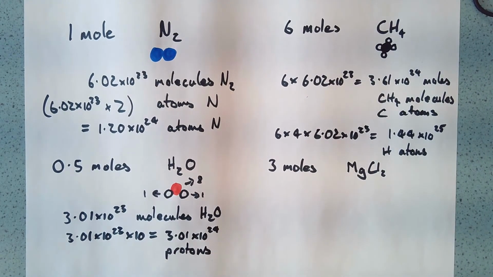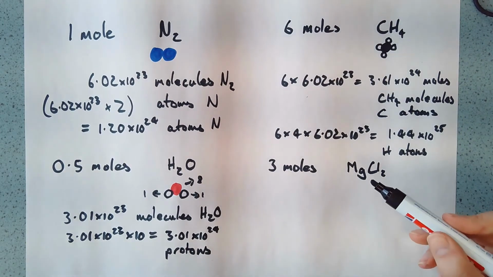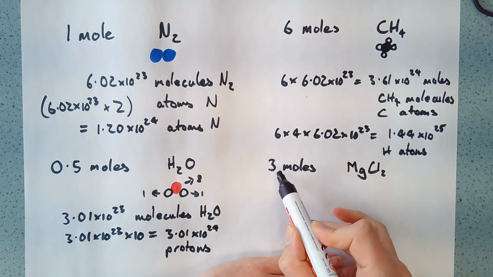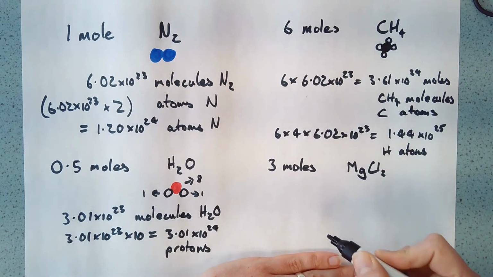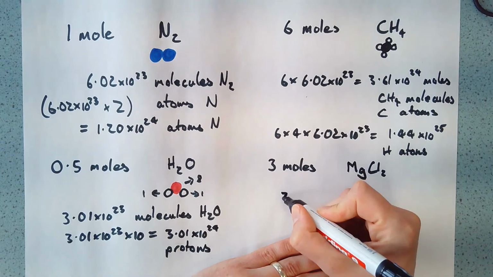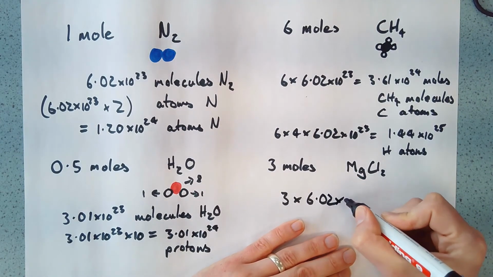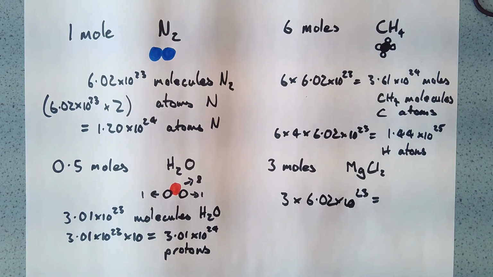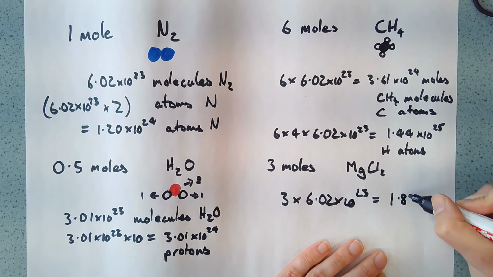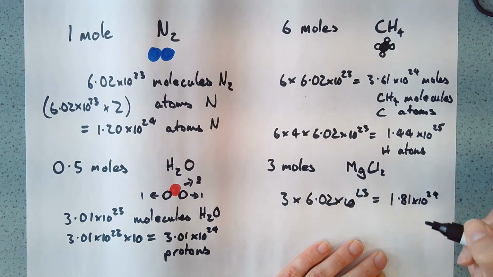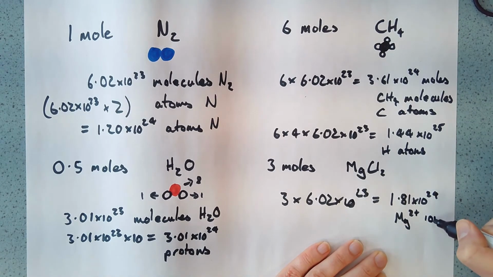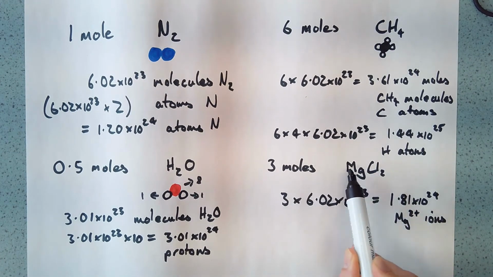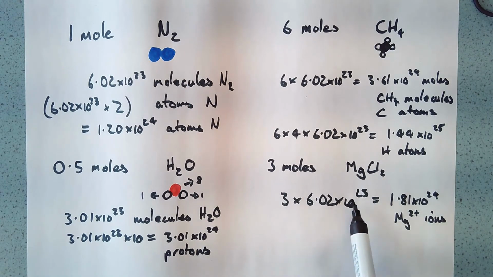We could do this with other particles as well. How about ions? Now, magnesium chloride is a giant ionic structure, and so you have a lattice rather than a molecule, but the principle is the same. If I have 3 moles of magnesium chloride, I will have 3 moles of magnesium ions. So that would be 3 times 6.02 times 10 to the 23. And that would be 1.81 times 10 to the 24 Mg2+ ions, because you'd have 1 Mg2+ ion for every repeat unit there, and then if there's 3 moles of them, we have that many as your number in a mole, and then there's 3.